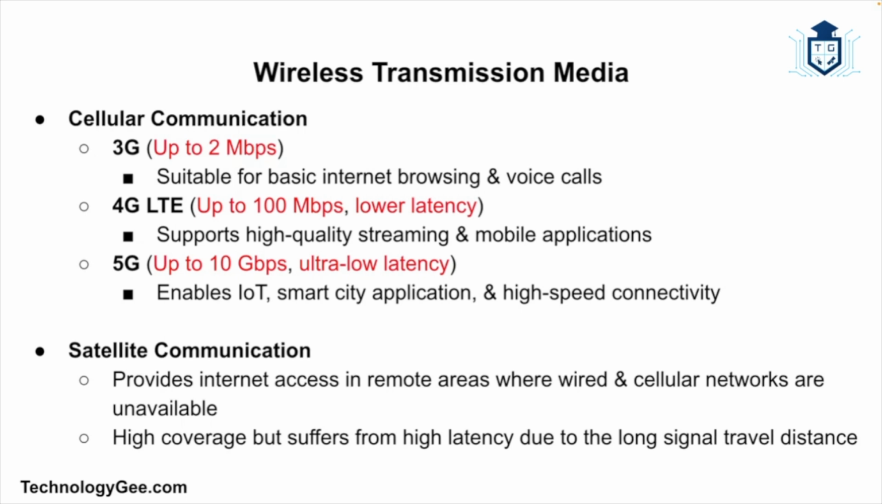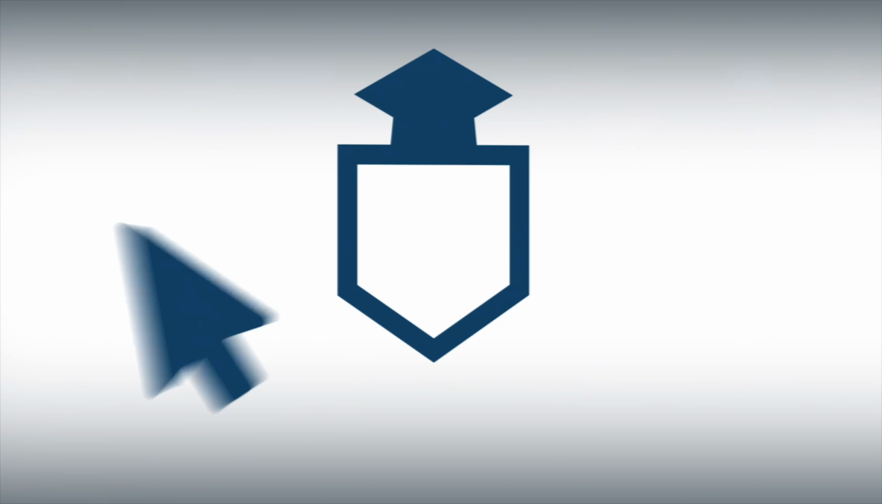All right, so let's move on to our next wireless transmission media, and we're going to talk about cellular communication. So cellular communication enables mobile connectivity through various generations of technology. We have 3G, and this offers speeds up to 2 megabits per second, and it is suitable for basic internet usage and voice calls. You have 4G LTE, and this provides speeds up to 100 megabits per second with improved latency, supporting high-quality video streaming and mobile applications.